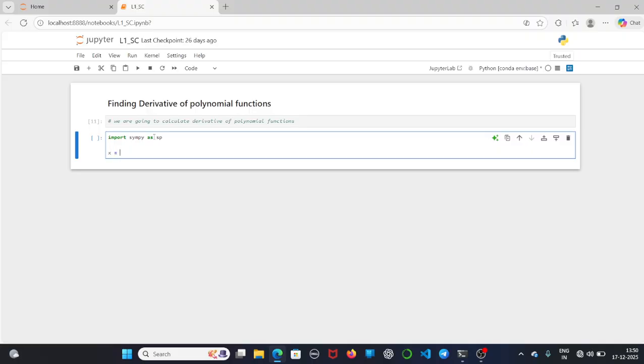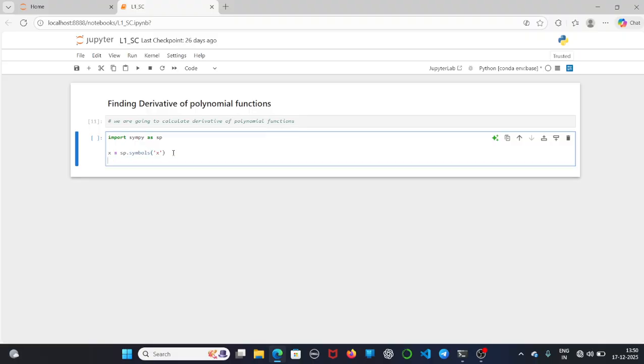Okay, and I'm going to declare x as symbols. What this line means is that after writing this line, x will be a symbol in SymPy. It means that now I can create a function using this x. So now x is a mathematical variable.